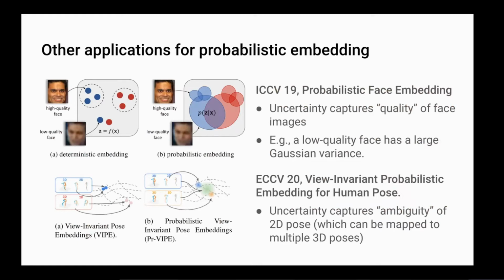And this probabilistic embedding is applied to a number of applications, for instance, face embedding or pose estimation. Here, the deterministic embedding maps the low quality face to a specific point outside of the clusters, but the probabilistic embedding maps to a large Gaussian to capture potential matches with a number of different faces. And this view invariant pose embedding is a 2D to 3D mapping problem. A given 2D pose can potentially be matched with a number of different 3D poses, so they map the inputs to a Gaussian to solve this multiplicity and ambiguity of 2D pose.